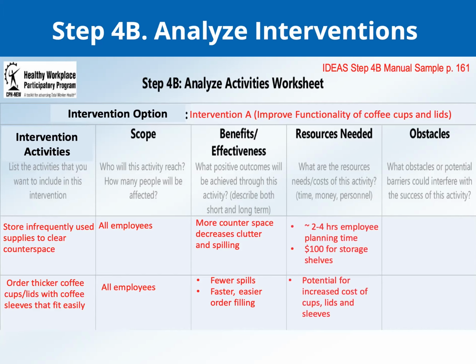Resources needed. What types of resources might be needed to implement the interventions? Obstacles. What might get in the way of this intervention being successful? This activity can be completed within the meeting time or as homework if needed. You may need to gather information from managers to estimate costs. Once completed, use the Step 4B worksheet to summarize the design team's work.